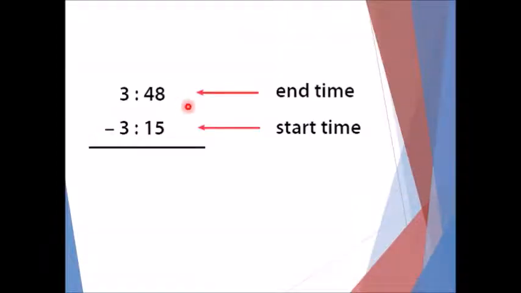Another way to solve the problem is by using subtraction. To find the elapsed time, we can subtract the start time from the end time. Just make sure to line up the hours and the minutes in column correctly. Start with the end time, which is 3:48, minus the start time, which is 3:15. It's 33. So 3:48 minus 3:15, it's 33 minutes. So the elapsed time is 33 minutes. We found the same answer in two different ways.